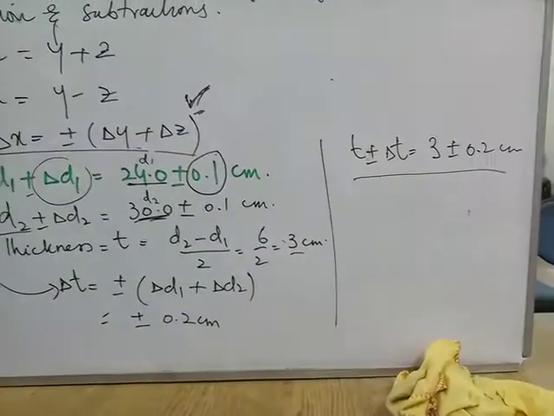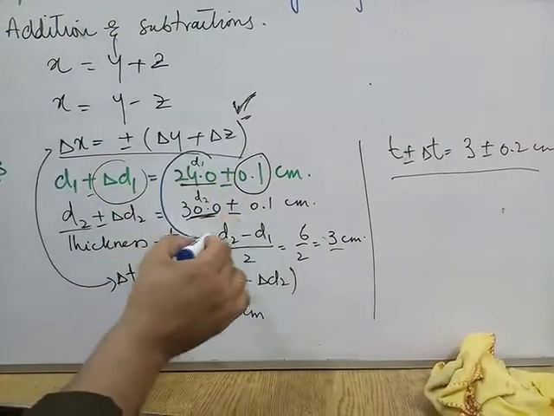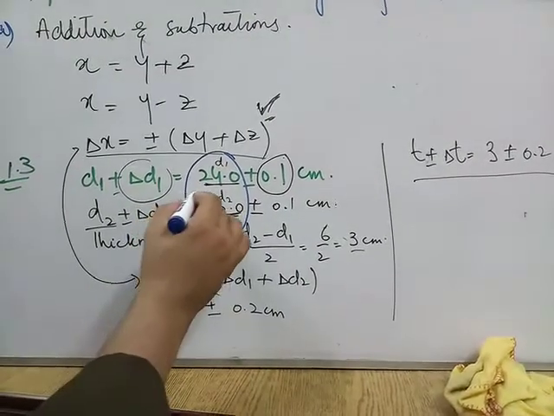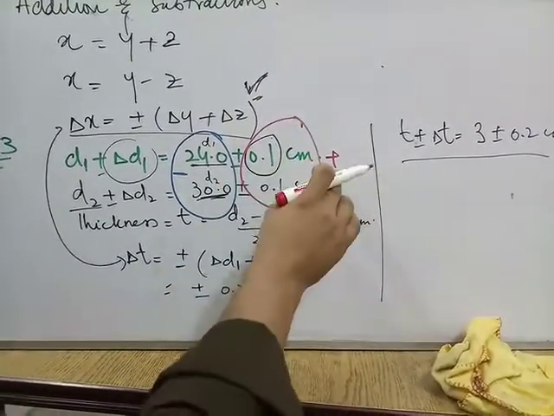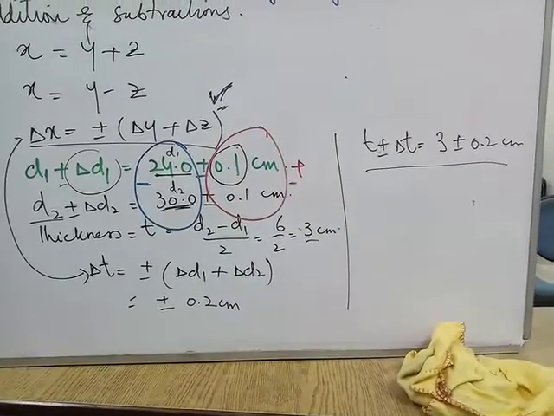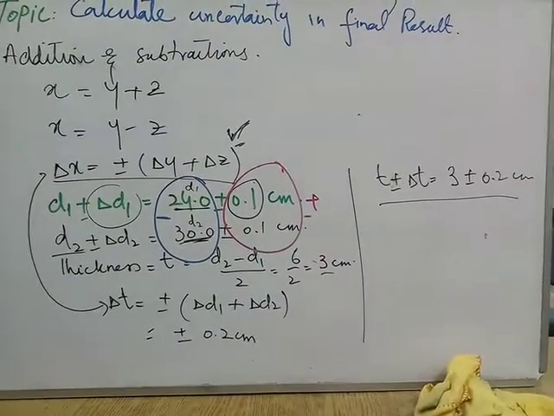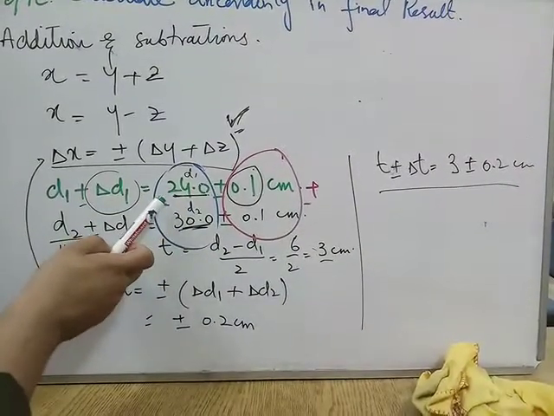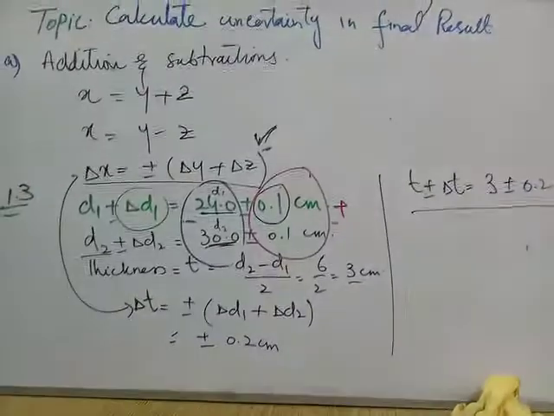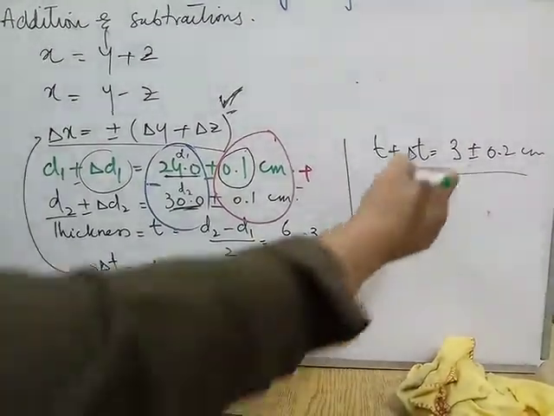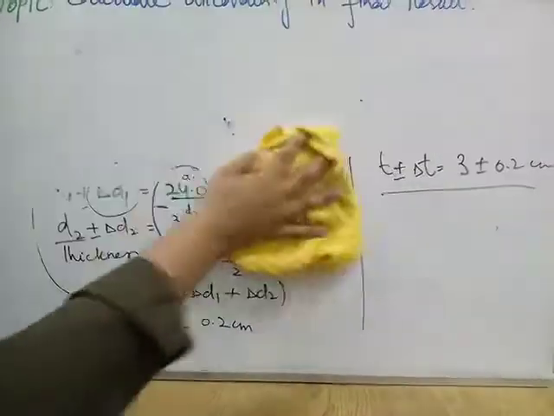So we can find this by addition or subtraction. We subtract the actual values and we add the least counts. We add the least count at the final result. So how do we find the uncertainty by addition or subtraction? We subtract the actual values and add the uncertainty or least count at the final result. So this is the answer for calculating the uncertainty by using addition or subtraction.